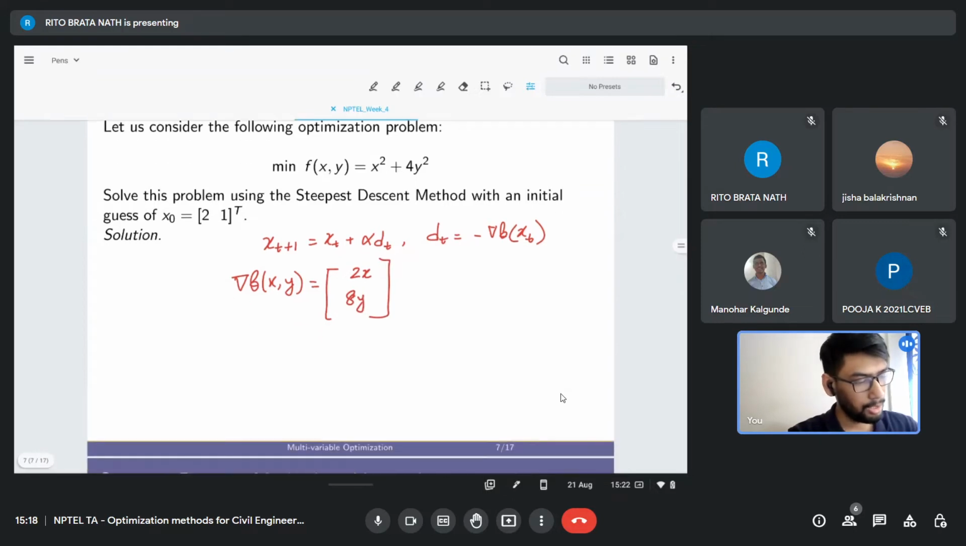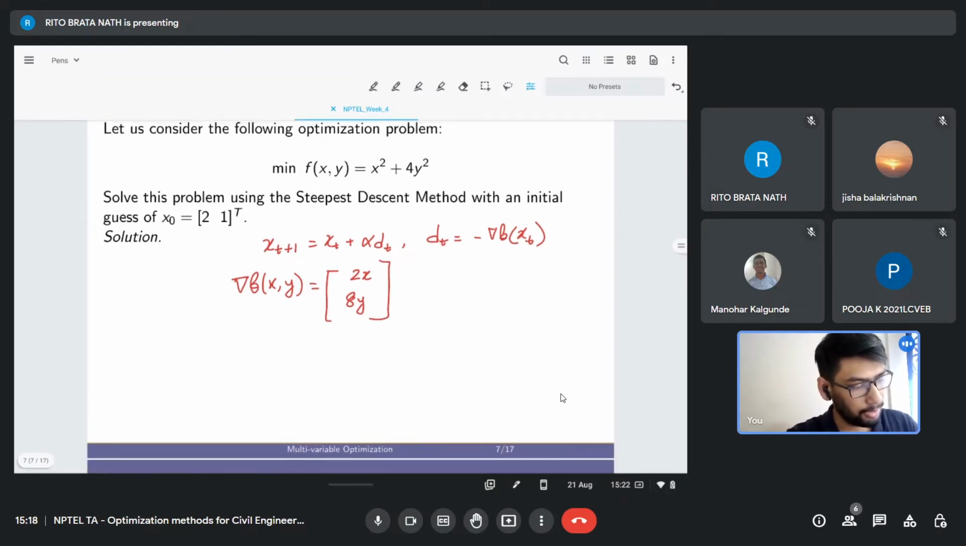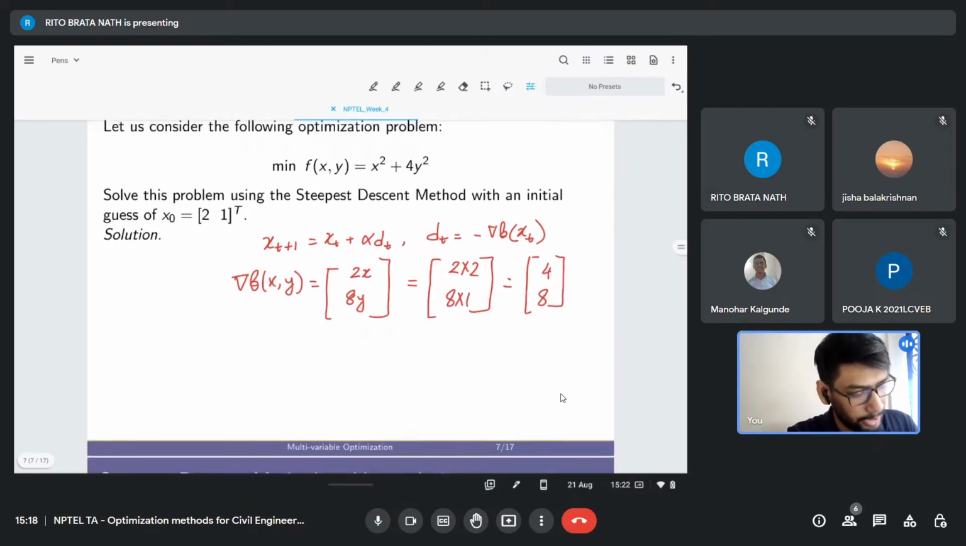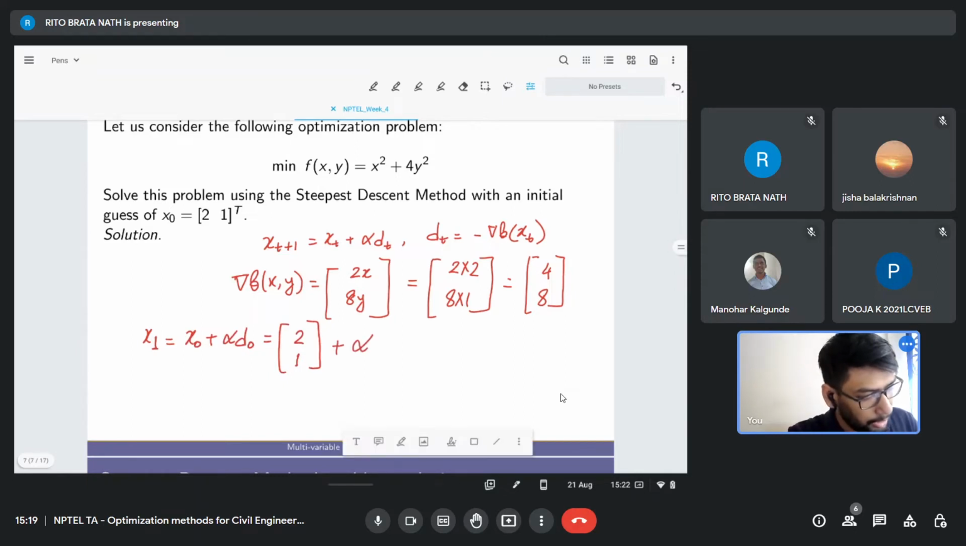Okay, so now you have your initial guess, which is 2 and 1, and you can plug those values in. So this is 2, this is 1, so this is nothing but 4 and 8. And now you can use the update rule. So your x1 is x naught plus alpha d naught. Your x naught is (2, 1). Then you have your alpha, and your d is minus of this gradient.